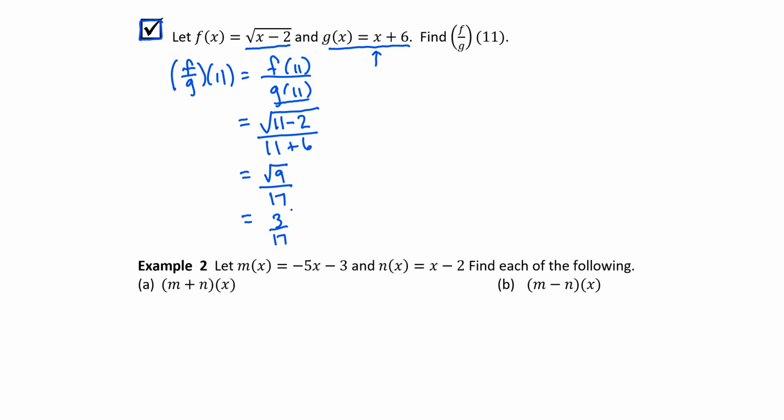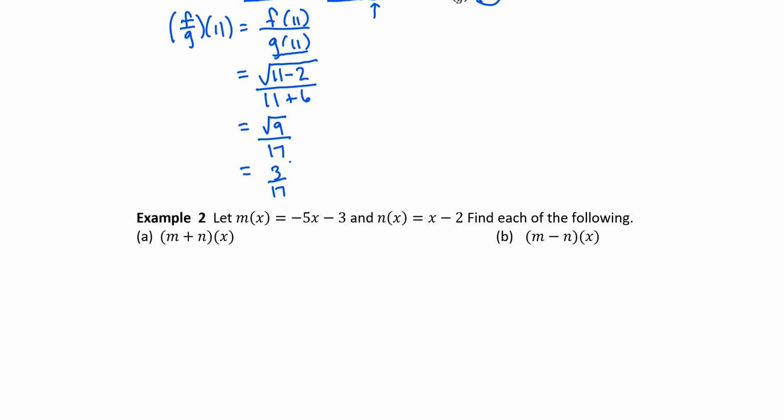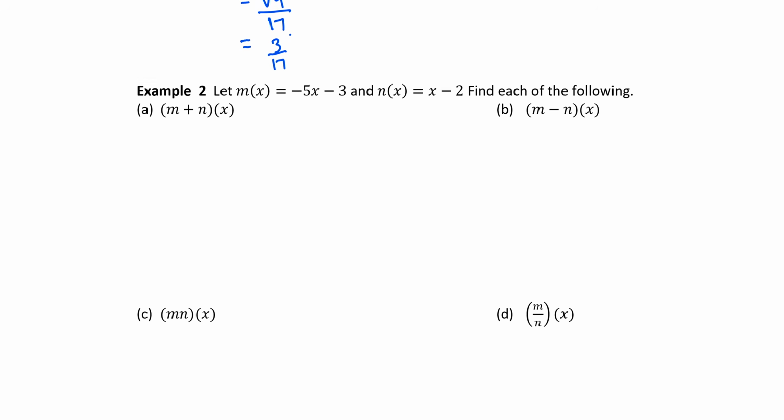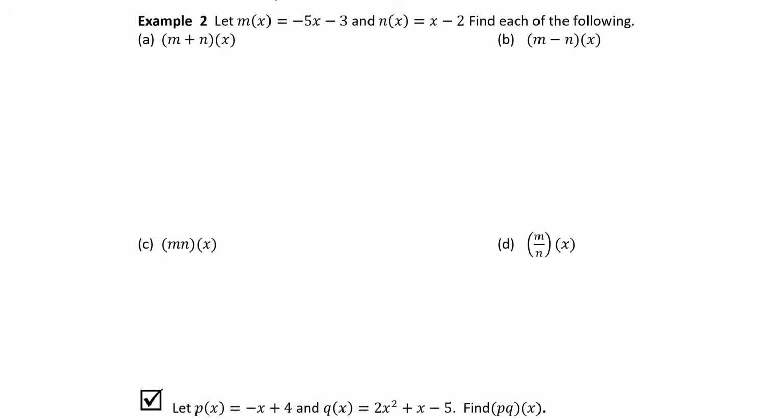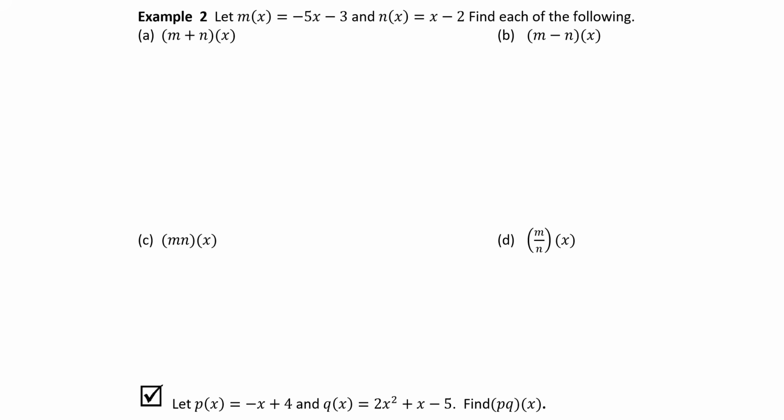Okay, so that was adding, subtracting, multiplying, and dividing functions and evaluating them at a numerical argument. In example 2, we're going to look at the more general case, adding, subtracting, multiplying, and dividing functions that have a variable in the argument. This is simply going to feel like combining like terms, doing FOIL, that sort of thing. Let's go ahead and expand m plus n of x into two individual functions. We have m of x plus n of x.